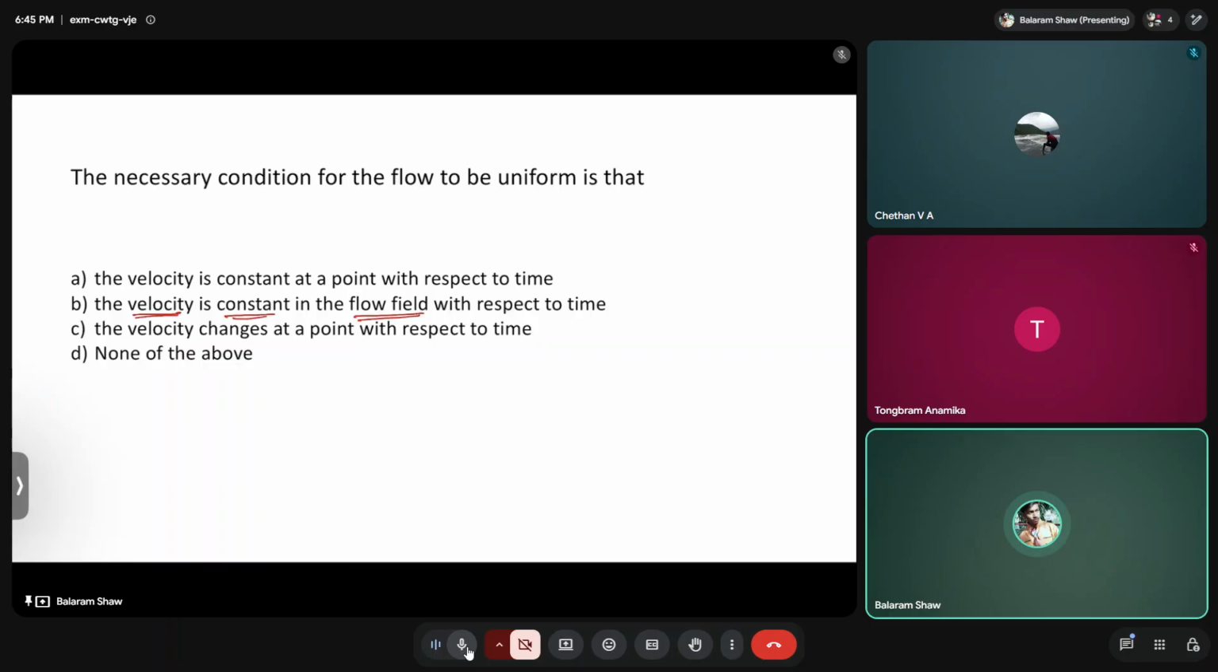So let's say if the fluid is starting there, it flows from here and it is ending till here. Then the whole thing we call as flow field. So in the whole space, if the characteristics, or let's say the velocity with respect to space is zero, that is what B is saying. The velocity is constant in the flow field with respect to time. So this means that time is the constant here, whereas in flow field it is not changing. So the correct answer will be B.